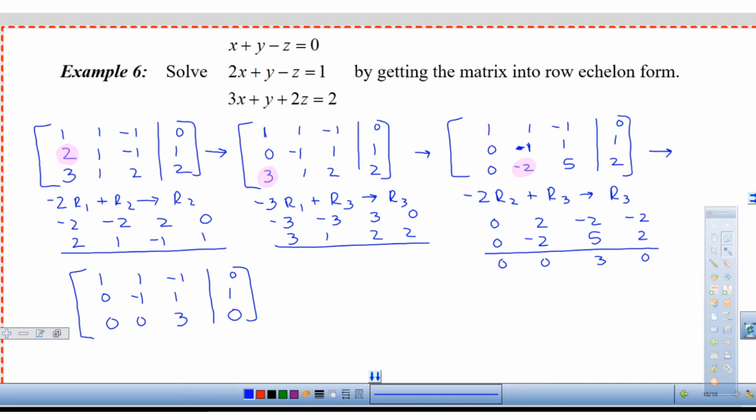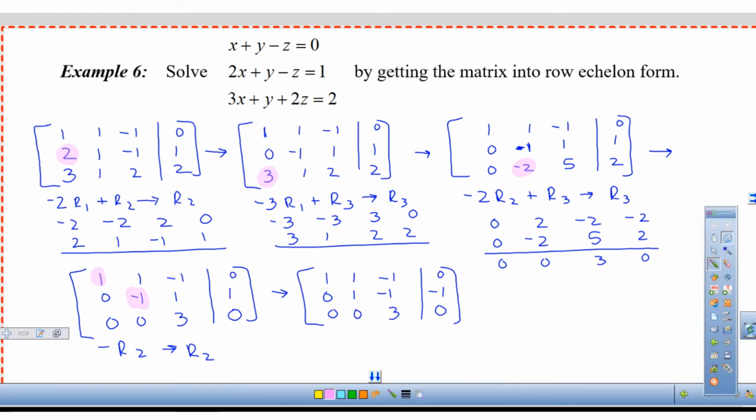Okay, everybody good? Now I need to get my 1s. So look at this. This guy's already a 1. See this guy right here? All you have to do is change the signs of the whole row. It's so easy. So I'm going to say negative multiplied by row 2 becomes my new row 2. That just means change the signs. So now I have 1, 1, -1, solid line 0. Underneath 0, 1, -1, -1. Underneath 0, 0, 3, 0.